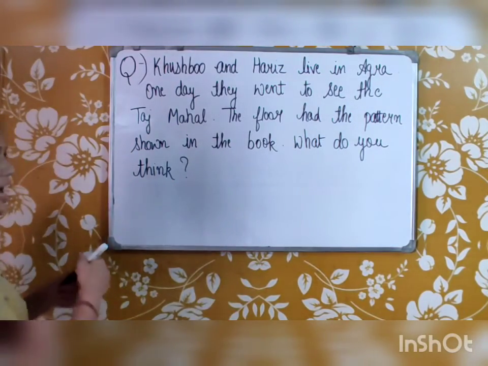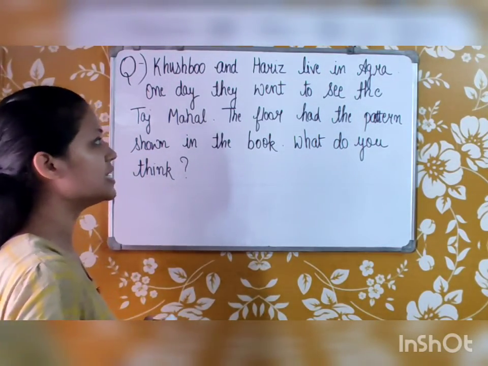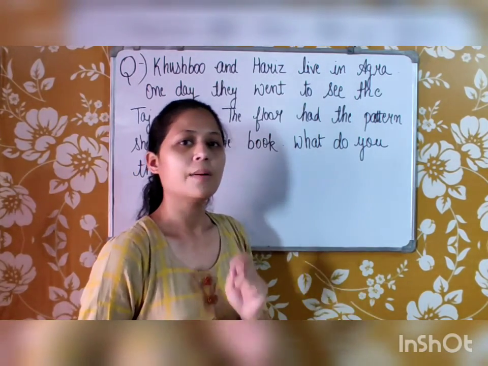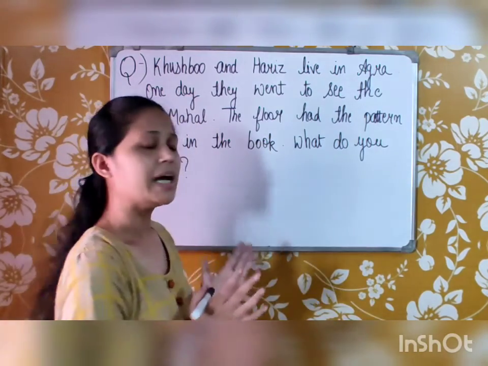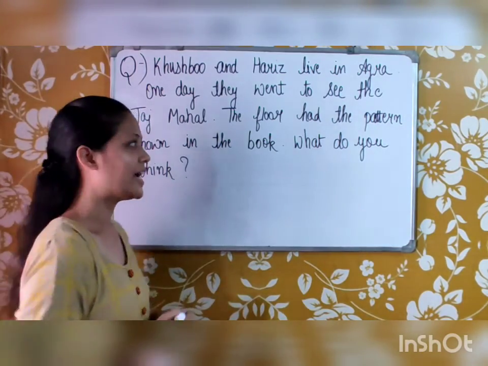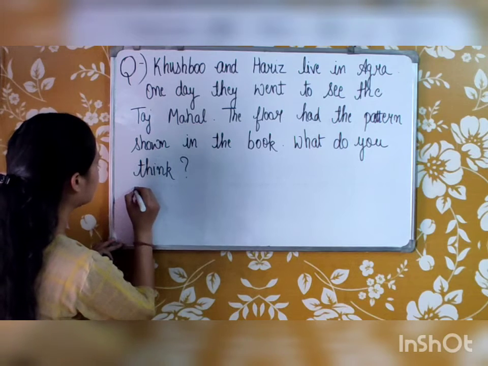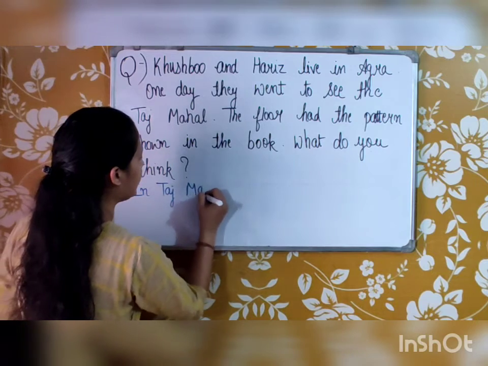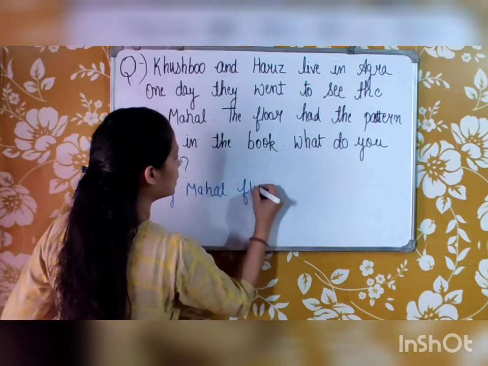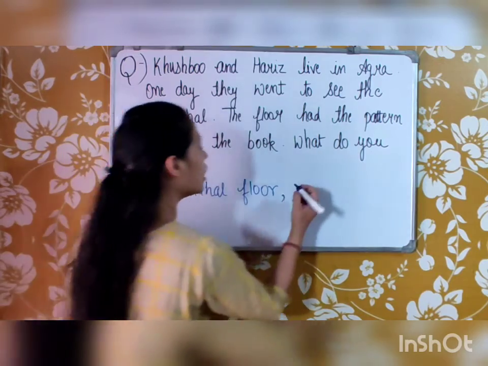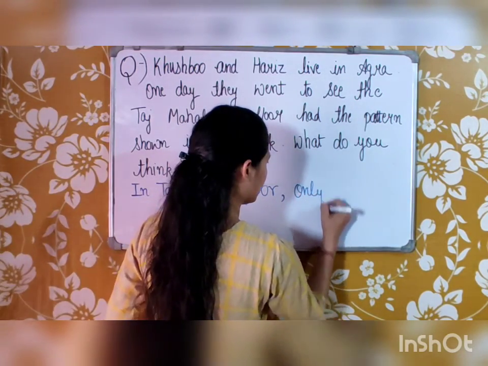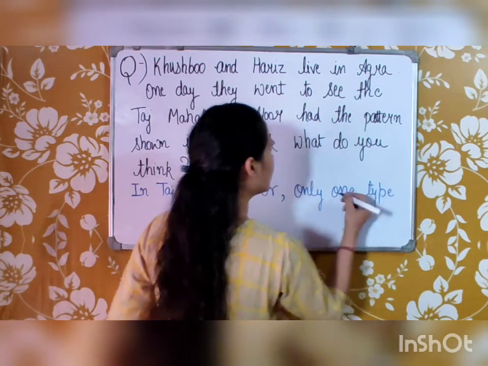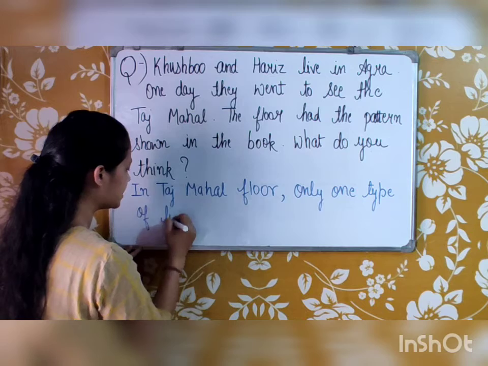As we can see, the pattern is the same but the angle is different. They have used the same tile but they have placed it at different angles. So we will write: in Taj Mahal floor, only one type of tile is used.